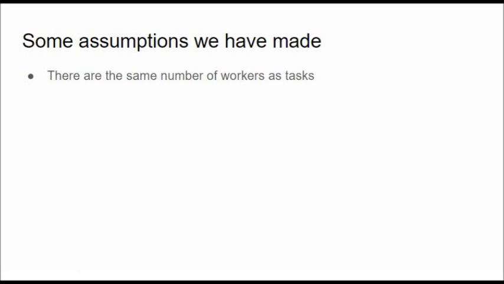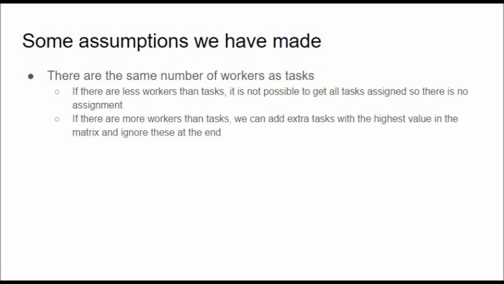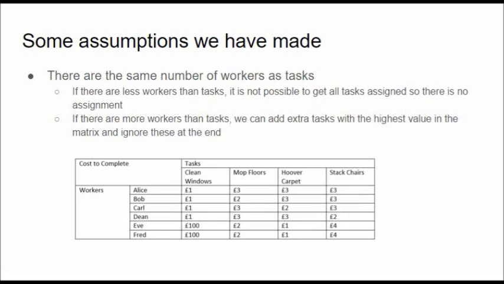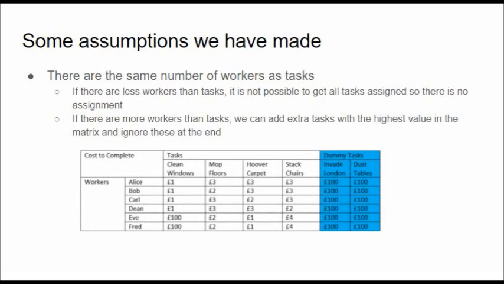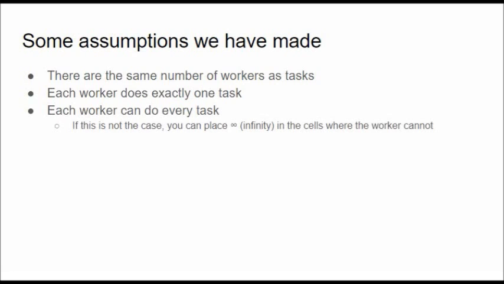To do this problem, there are some assumptions we have made. For example, there are the same number of workers as tasks. There are fixes you can do to make sure that there are the right number. For example, if there are more workers than tasks, we can add dummy tasks, like this. Each worker does exactly one task, no more and no less. Each worker can do every task. If this is not the case, there's a fix for this, as shown on the slide.